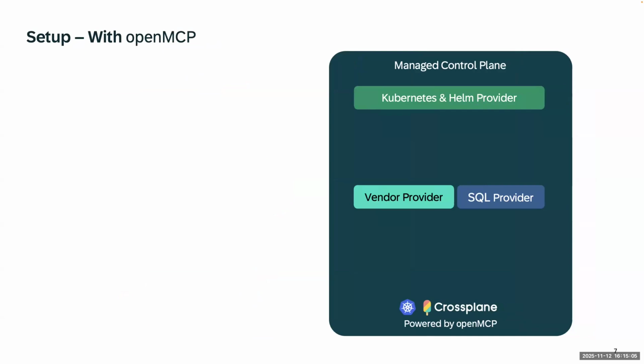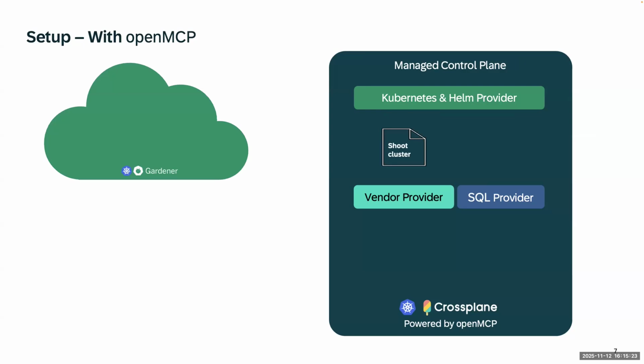So we have here a managed control plane, which is just a Kubernetes cluster, and on that is running Crossplane. The Crossplane Kubernetes provider, Helm provider, a vendor provider, which is right now the GCP one, and the SQL provider itself. Via the Kubernetes Crossplane provider, we can just order from our Gardener a new workload cluster via a simple manifest. And if you have not heard about Gardener, please check it out and subscribe to it. It's really great. I love Gardener. It makes working with Kubernetes clusters so much easier. So please check it out.